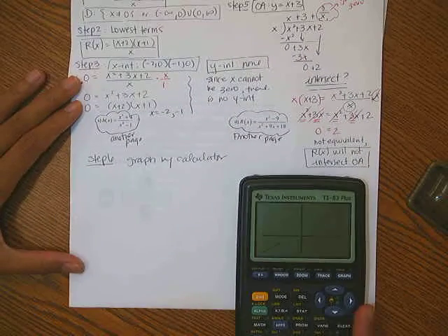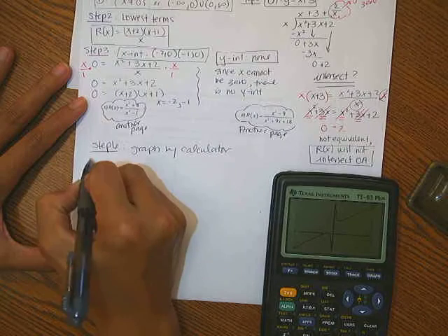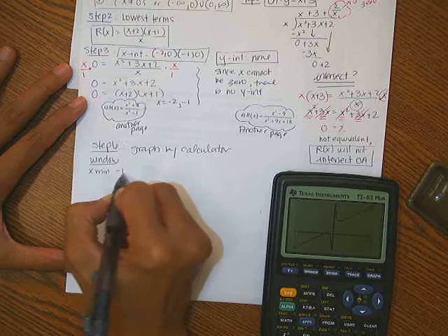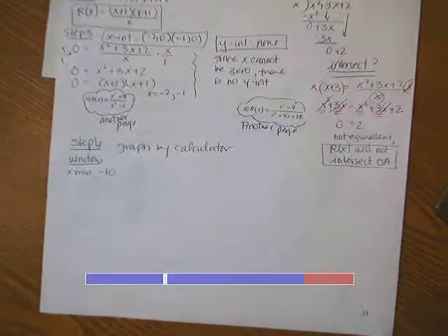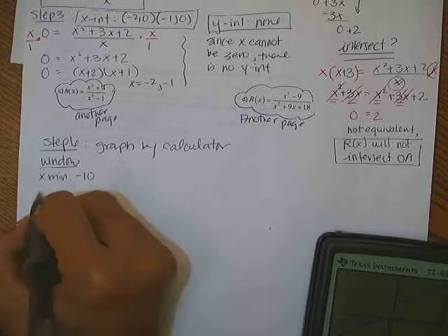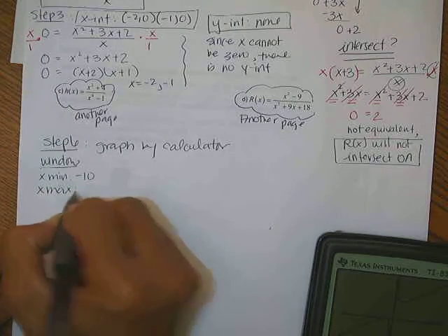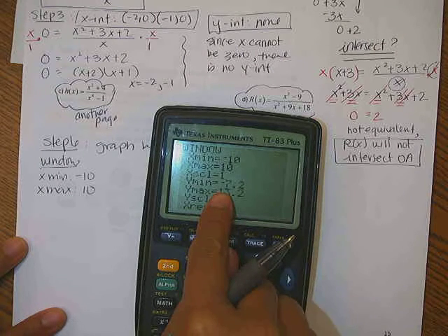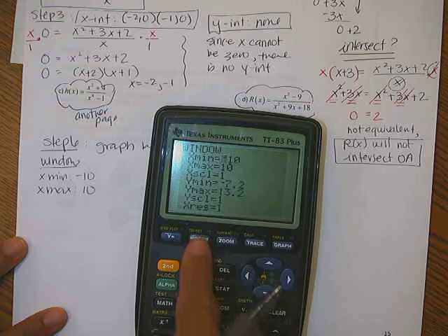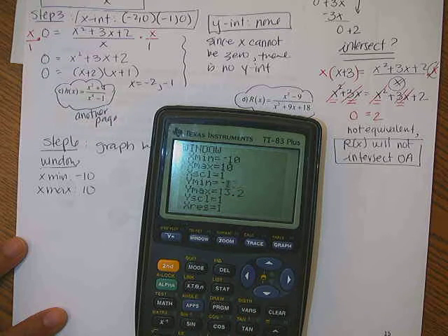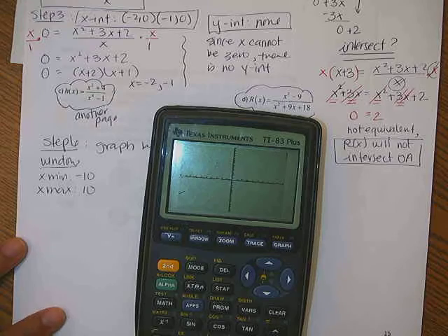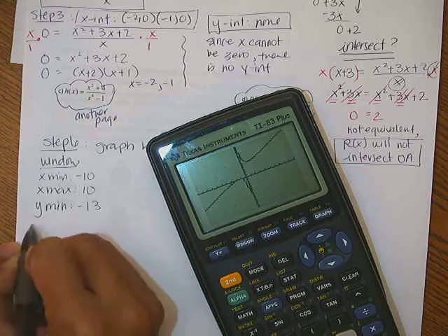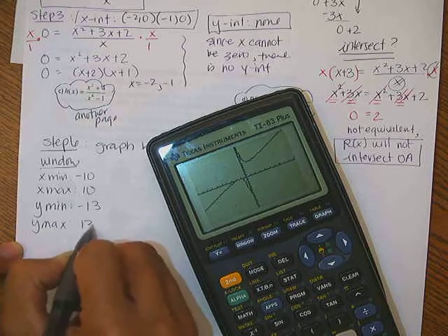Anytime there's a calculator question, I'm going to ask you to give me the window. Okay, so window, x min, negative 10. Zoom in so you can see. Here you go. X max, positive 10. Let's check out what zoom fit gave me. Zoom fit gave me negative 7.2 and 13.2. That's kind of an odd number. So I'm going to go down and fix it from negative 13 to positive 13. Okay, there. So Y min, negative 13. Y max, positive 13.